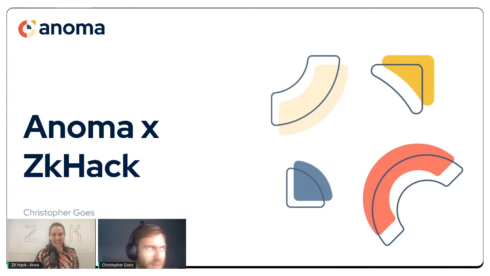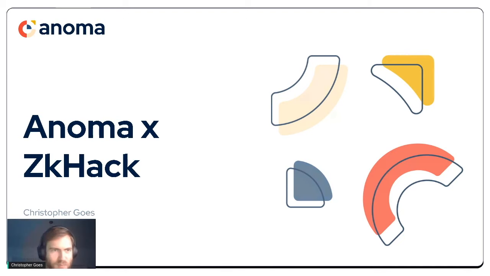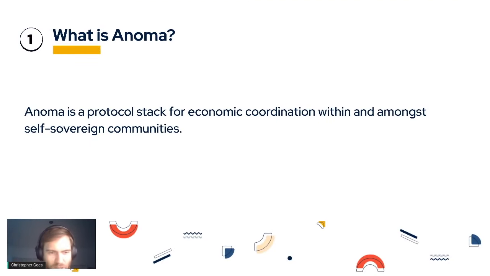Right, and I am going to talk about Anoma. So what is Anoma, besides a sponsor of ZK Hack? Go figure. Anoma is a protocol stack for economic coordination with and amongst self-sovereign communities, which sounds very general and kind of vague. I'll talk a little bit about what that actually means, but that is the high-level goal.